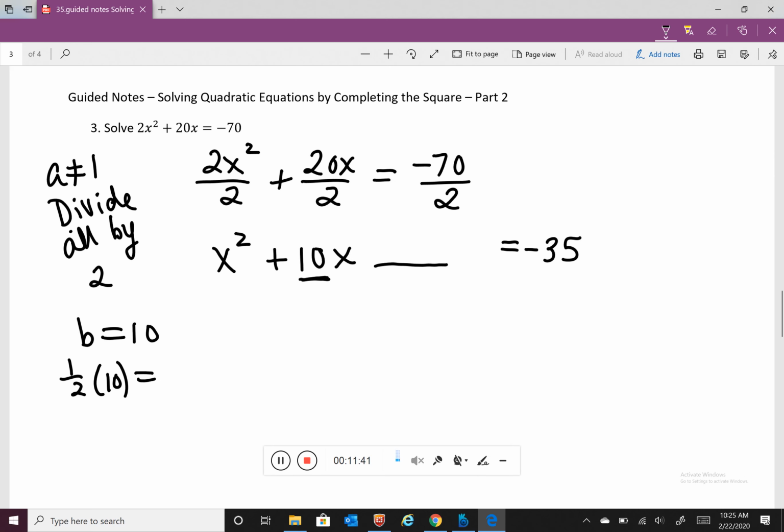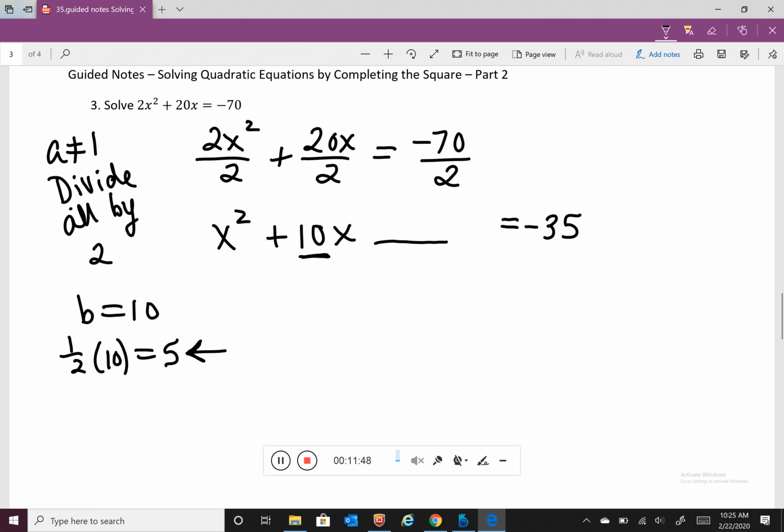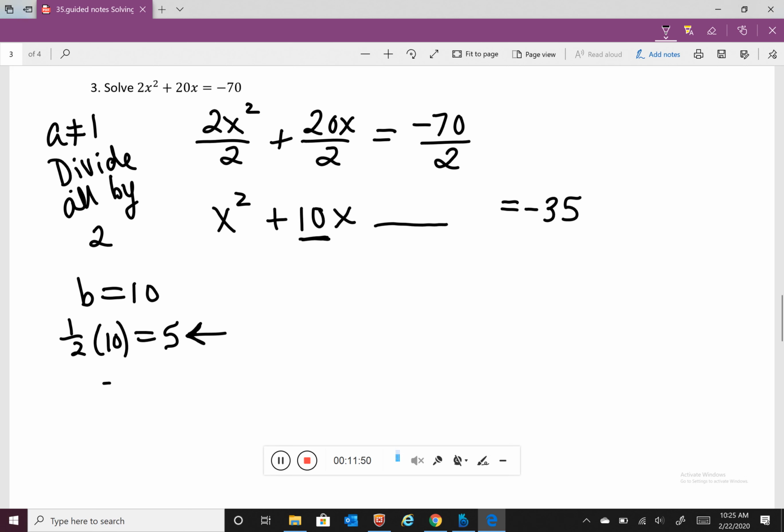So we're going to complete our square by identifying b, which is 10, taking 1/2 of it. 1/2 of 10 is 5. Remember that number, we're going to come back to it. 5 squared, because we're completing the square. 5 squared is 25, so we're going to add this to both sides.